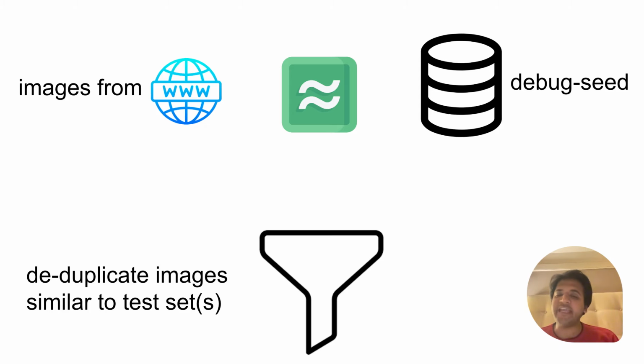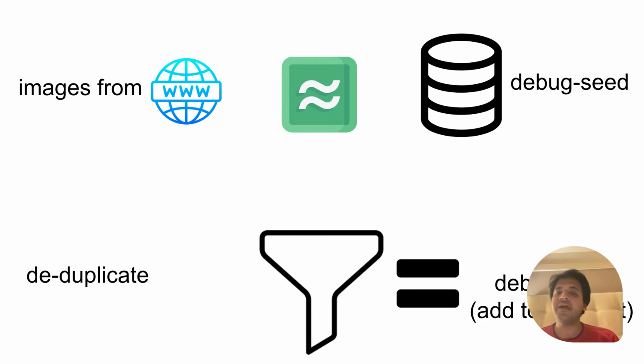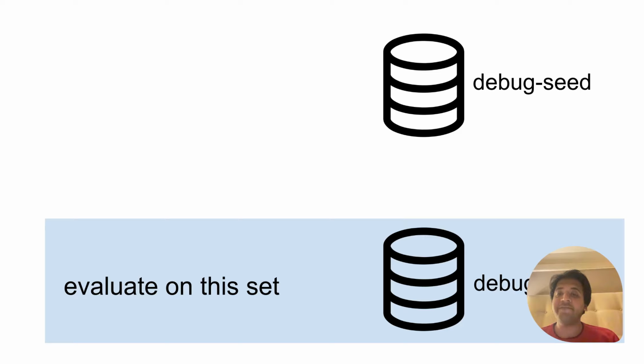Next, we filter the set of images to remove images that are very similar to the test set images. The resulting dataset is what we call the debug-train set. We train a model on the debug-train set and evaluate model performance on the debug-held-out set.